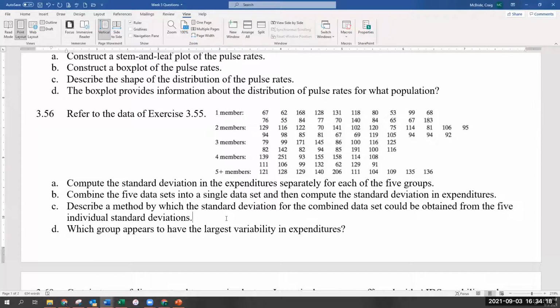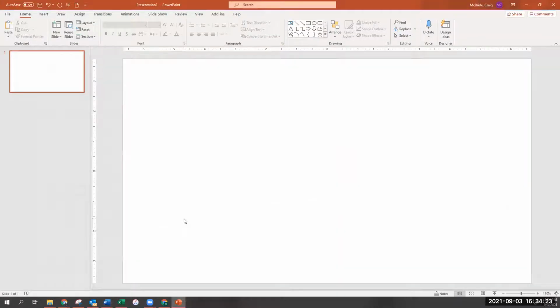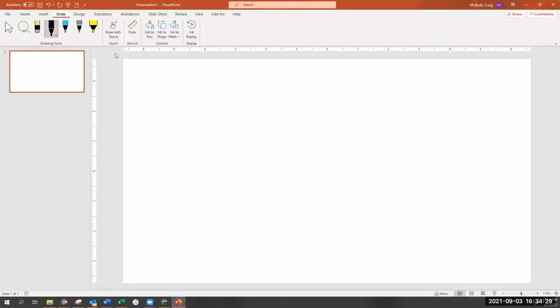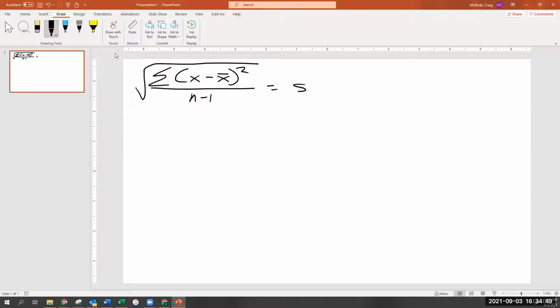I had mentioned before last time that if you look at the formula for a standard deviation, you can kind of unravel it, right? So a standard deviation, you take the sum of every data value minus the mean squared, right? Then you divide that by n minus 1. Then you take the square root of the whole thing. And that's a standard deviation.